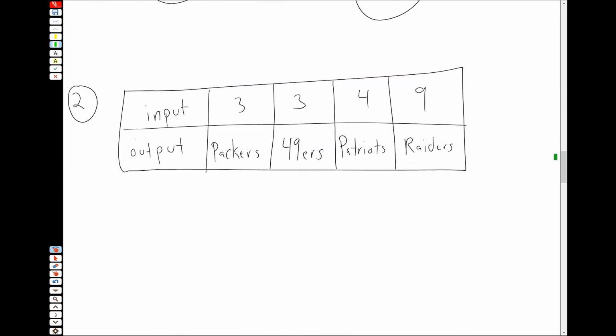Now what if we let our input be the number of losses in the 2019 season, and our outputs are the teams themselves? Okay, this would not be a function. Again, why is this not a function? Notice that the Packers lost 3 times last season. 3 would be sent to both the Packers and the 49ers. And as we all know, the Packers and 49ers are not the same team, not at all. So this would not be a function in this case. Again, because 3 would be sent to both the Packers and the 49ers. Again, breaking that one rule of functions that you can only send 1 input to exactly 1 output.